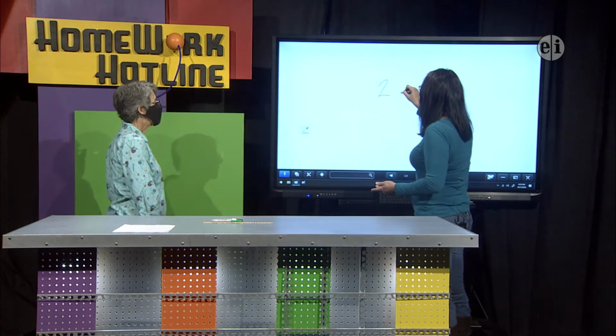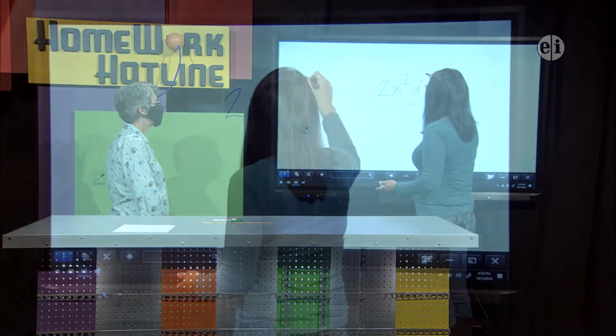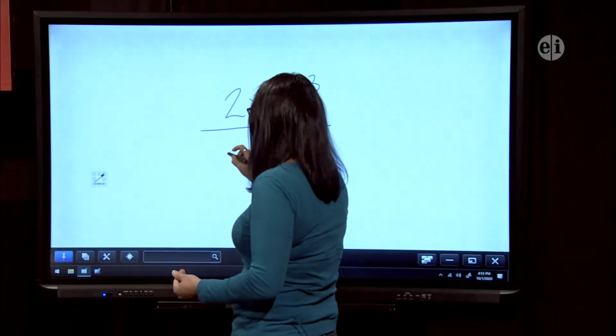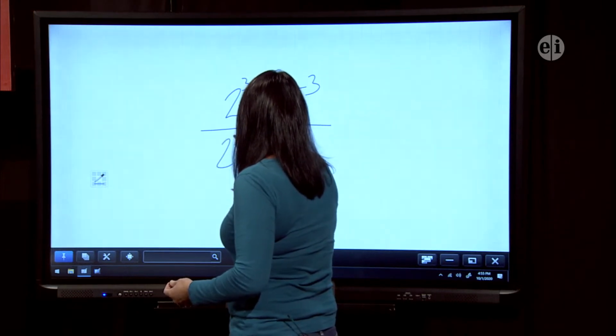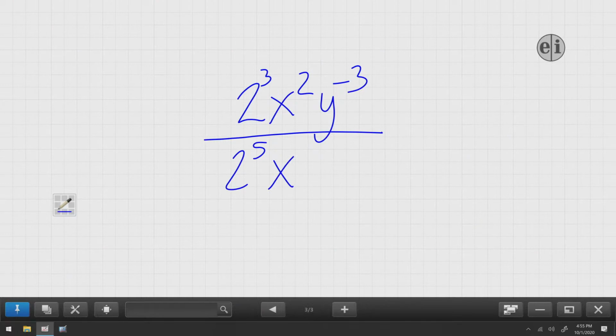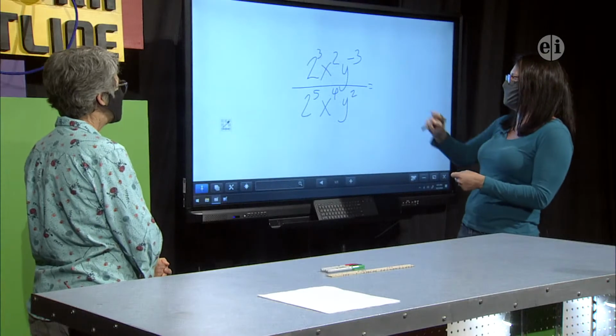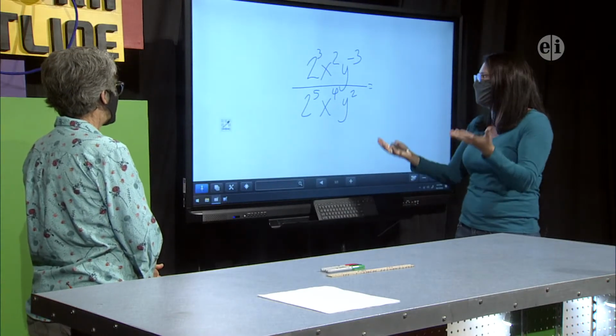All right, okay, cool. We'll do 2 to the 3rd, x squared, y over 2 to the 5th, x to the 4th, and y to the 2nd. It doesn't matter. So we're going to simplify this with our rules. Do you want to try and tell me how many extra 2's are on the top or bottom?